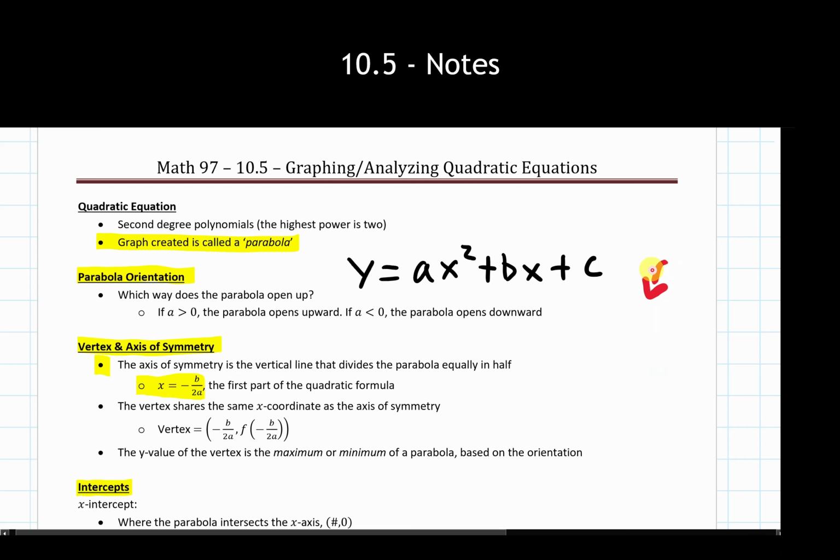So how do I find that? I just take my a and my b value, I plug them into this equation here, and that's just going to give me the answer. That tells me my axis of symmetry. It's in the form of a vertical line, and I'm good to go. Done right there.